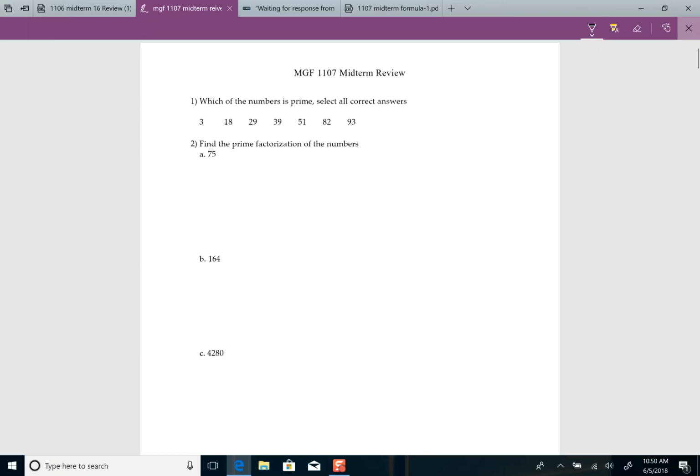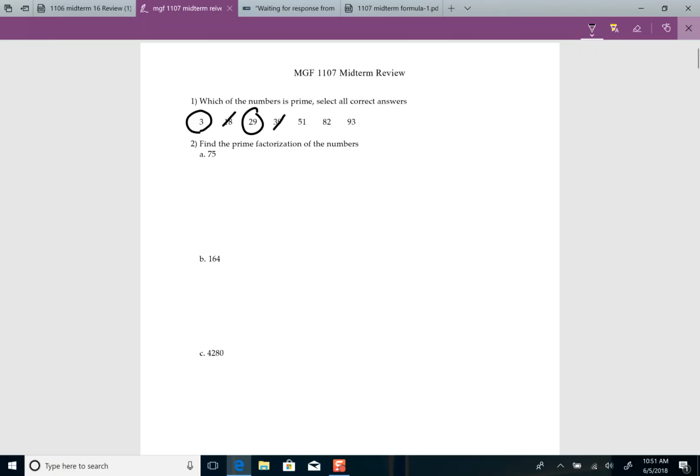We're going to start with number 1, which simply asks which of these are prime, and select all that are correct, so there is more than one answer. Looking at it, hopefully you know that 3 is prime, 18 is not because I know 2 goes into it, 29 is prime, and 39 is not, I know 3 goes into it. Important on the test: if there's one that you're jumping at, slow yourself down. 51, I think you want to jump and say it's prime, but it's not.